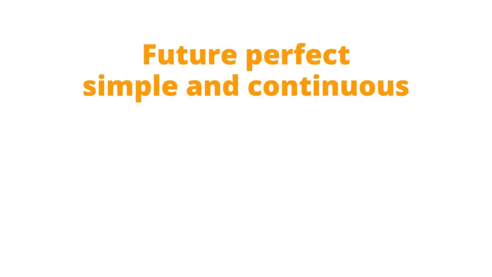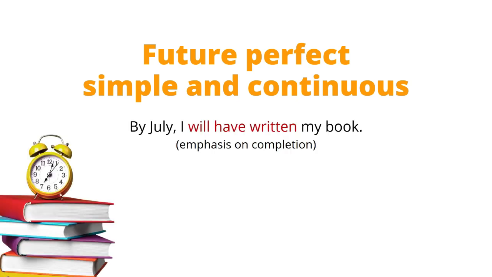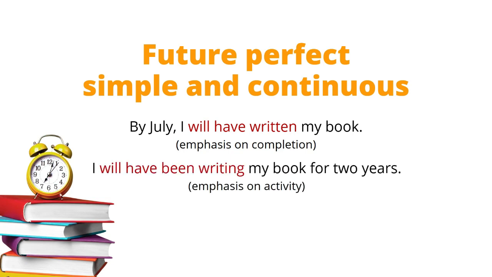So we're emphasizing activity by using a continuous form. And if we move that same idea into the future, we can use the simple form. By July, I will have written my book. For this future perfect, we often have by July or by 2050 or something like that. By with a future time in the sentence. By July, I will have written my book, meaning it will be completed. Or I can say I will have been writing my book for 2 years. There's the emphasis on the activity and the duration, 2 years.